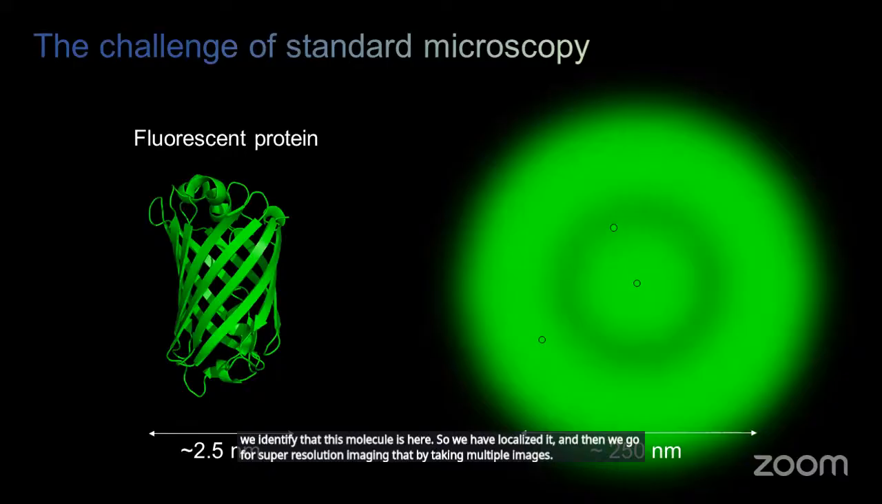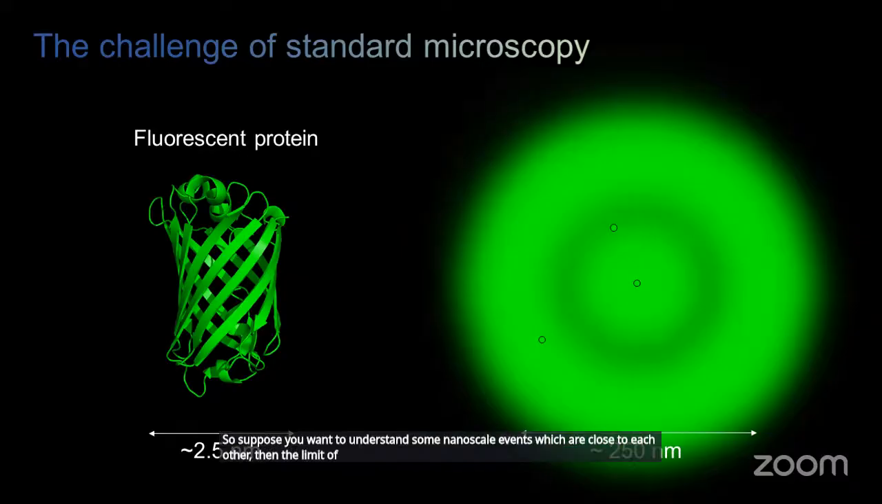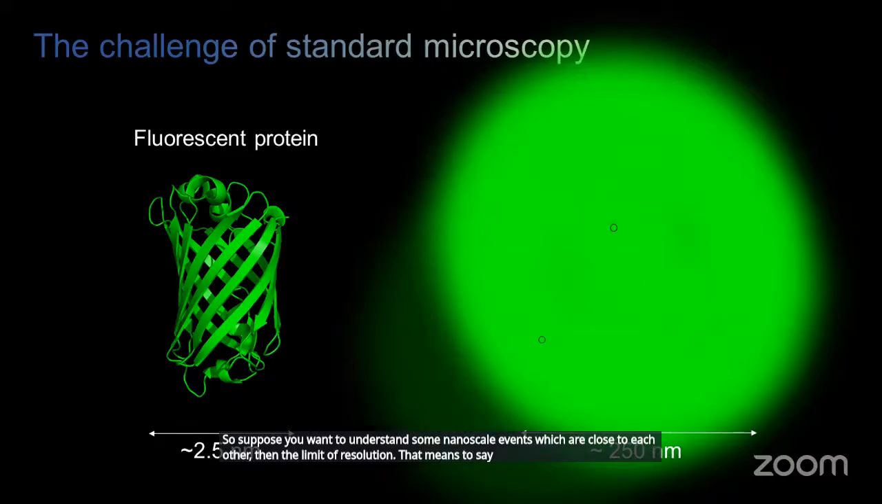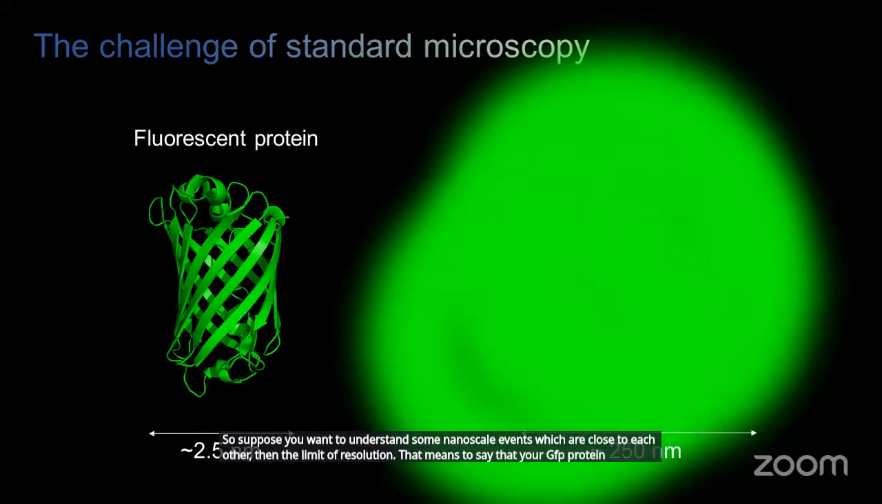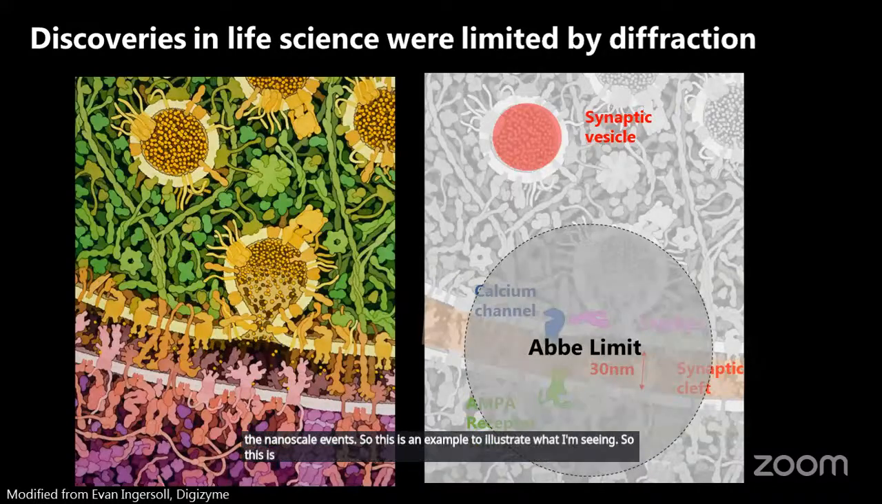So suppose you want to understand some nanoscale events which are closer to each other than the limit of resolution. That means your GFP protein will glow back into more than a 250 to 400 nanometer limit, and you will not be able to appreciate the nanoscale events. So this is an example to illustrate what I'm saying. This is your Abbe limit, that is around 250 to 300 nanometers is the scale.